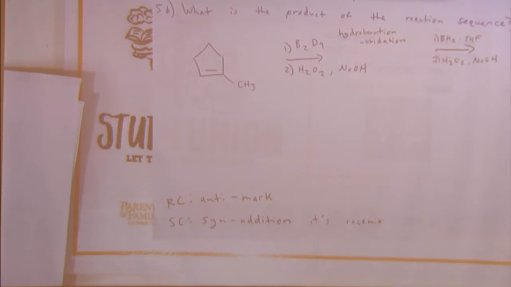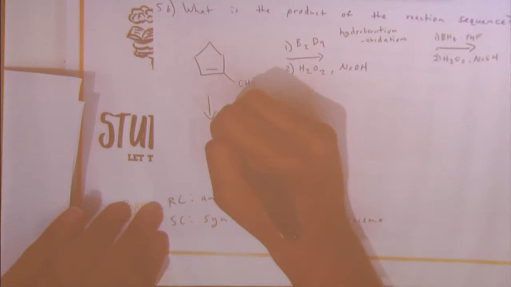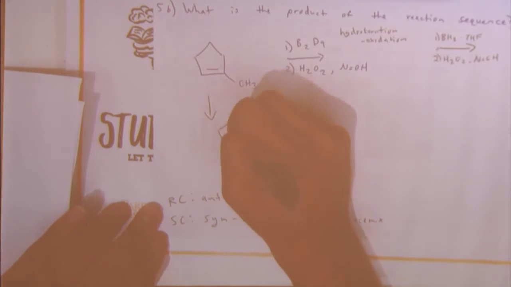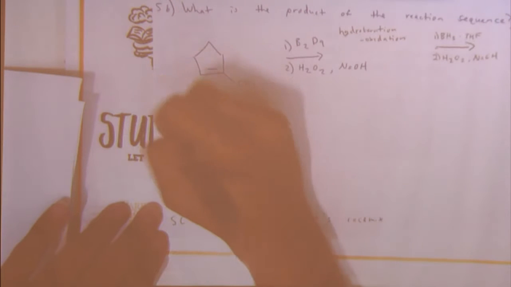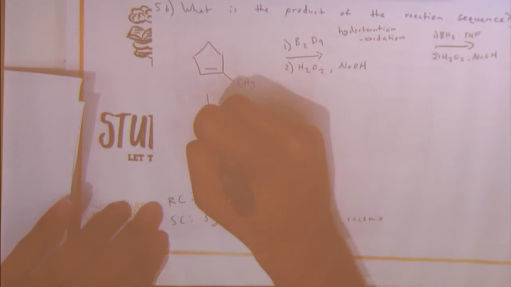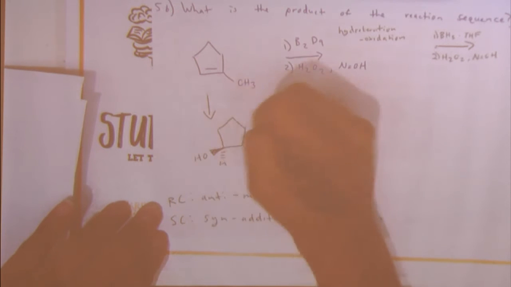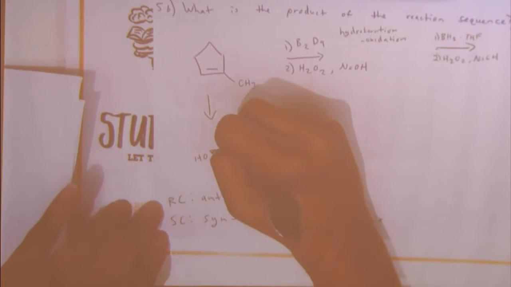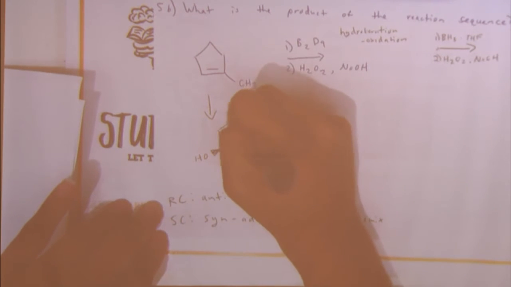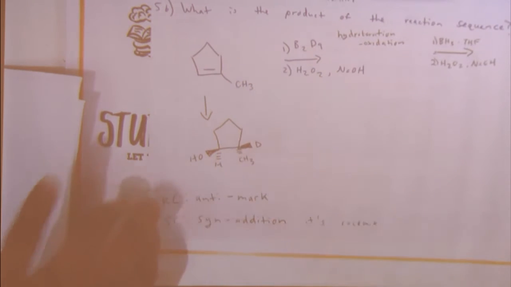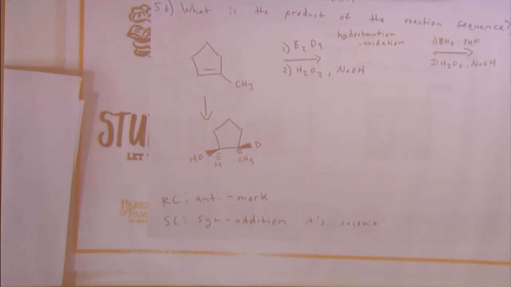So in this case, if we know we want both the deuterium and the OH added on the same side, our product's going to look like this. The OH will be on the less substituted position. And over here, the methyl is going to face down with the hydrogen so that the deuterium can face up with the OH group.